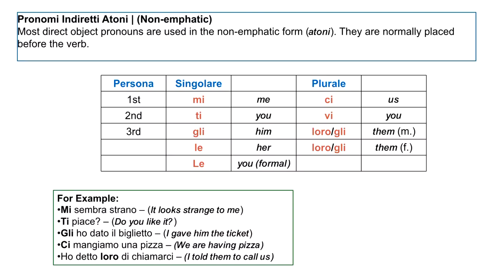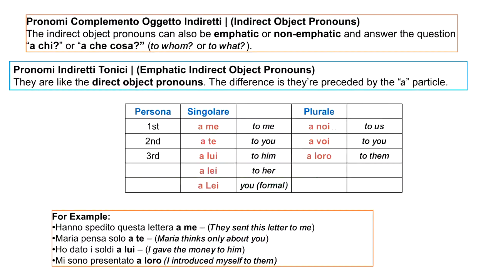Mi, ti, gli, le, ci, vi, loro, gli. Some examples. Mi sembra strano. It looks strange to me. Suppose that I wanted to turn this non-emphatic form into the emphatic form. Instead of saying mi sembra strano, I would have to say sembra strano a me. See that? A me.